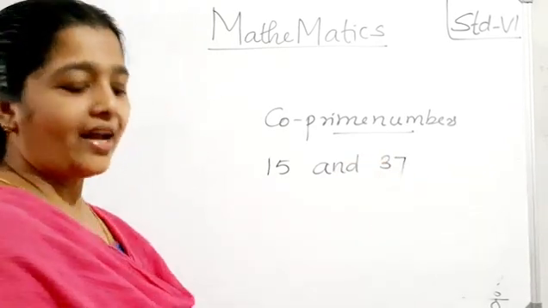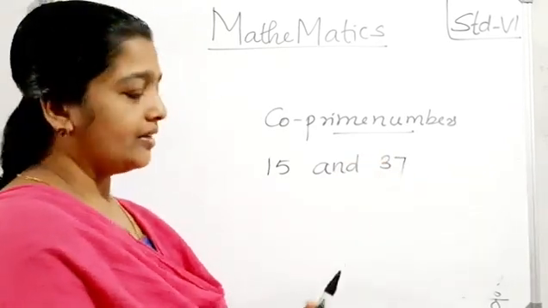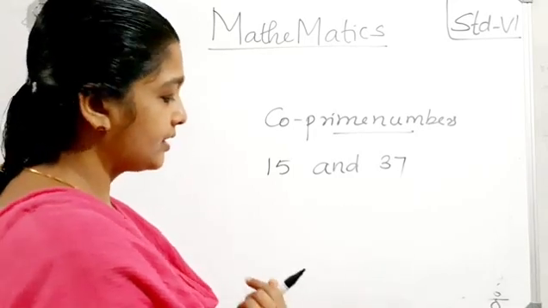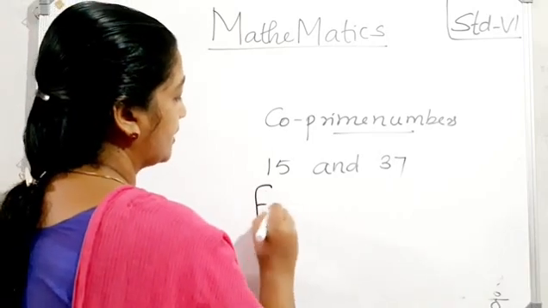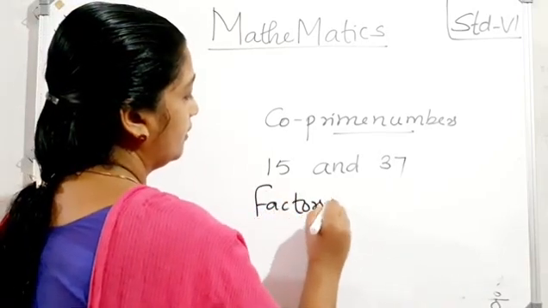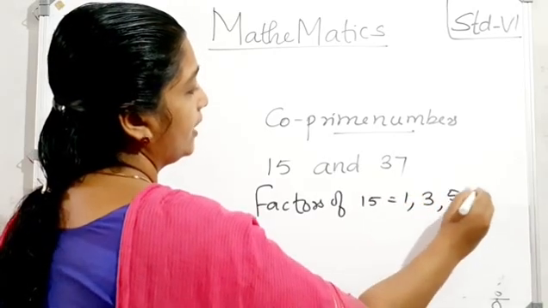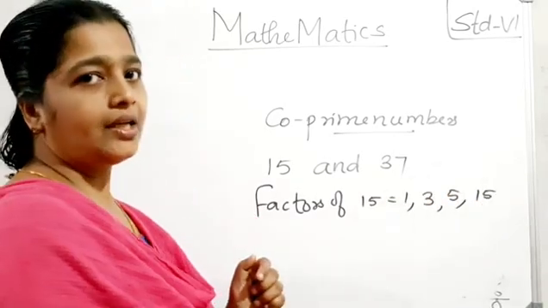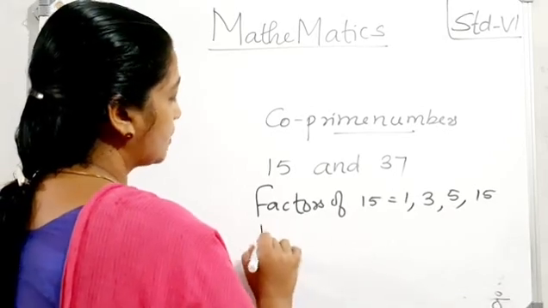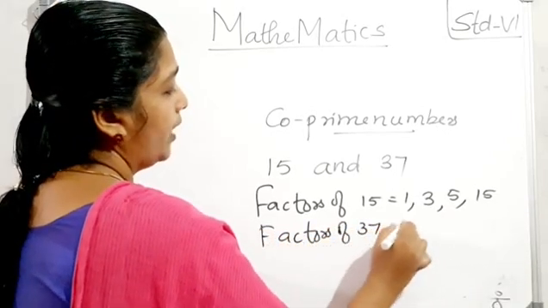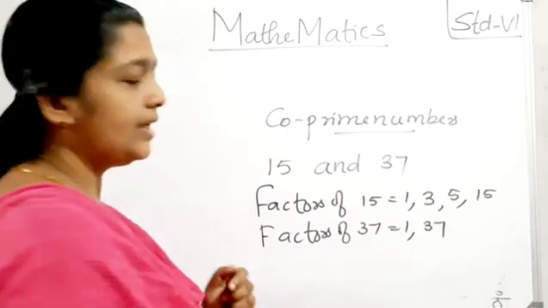Say the factors of 15. Factors of 15 equal 1, 3, 5 and 15. Understand? Next, factors of 37: 1 and 37. 37 is a prime number.